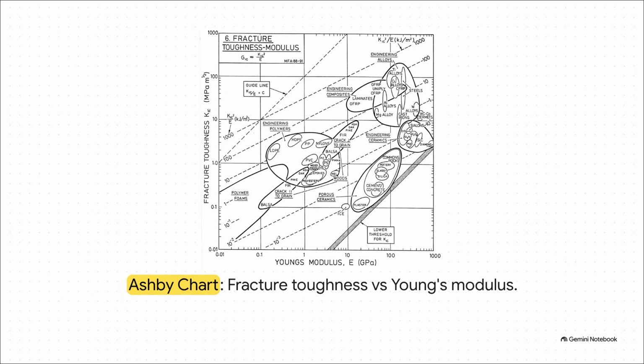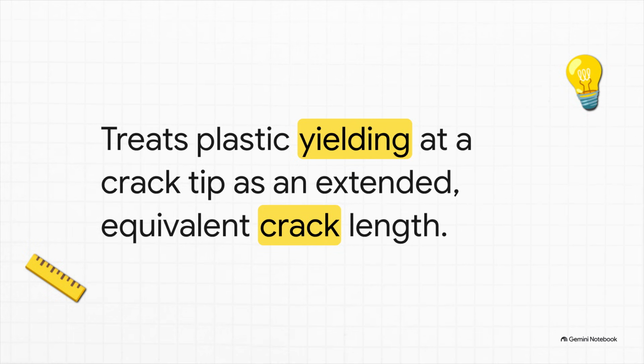But check out the bottom right. That's where you find technical ceramics and glasses. Sure, they might be incredibly stiff, but their fracture toughness is terrible. A tiny microscopic scratch on a piece of glass is usually all it takes for the whole thing to shatter under tension.